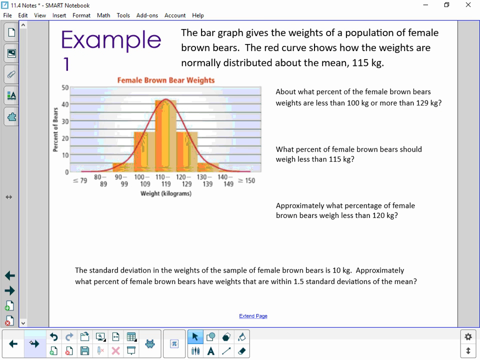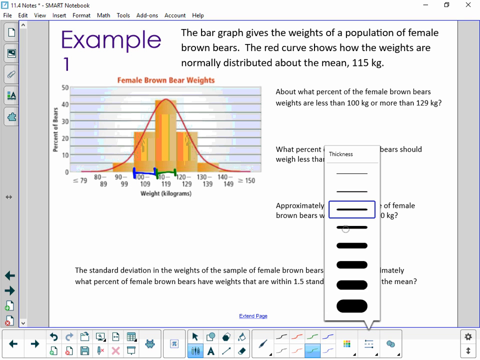So we're going to first look at histograms, and then in a minute we'll switch to the normal curve itself. First of all, we'll look at this histogram. It says bar graph, but it means histogram. The histogram gives the weights of a population of female brown bears. The red curve is showing you that symmetric shape. The mean for our brown bear weights is 115 kilograms. The little numbers beneath the bars say that this bar represents all of the bears between 100 and 109. The bar next to it would represent 110 to 119 and so forth.